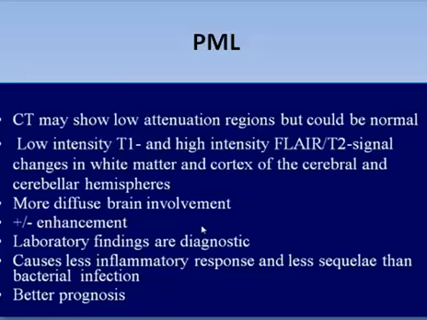Progressive myeloencephalitis: CT may show low attenuation region but could be normal. Low intensity at T1 and high intensity in FLAIR and T2. Changes in the white matter and the cortex of both cerebral hemispheres. Laboratory findings are diagnostic. Causes are similar but to a lesser extent than in bacterial infection, and it has a better prognosis.